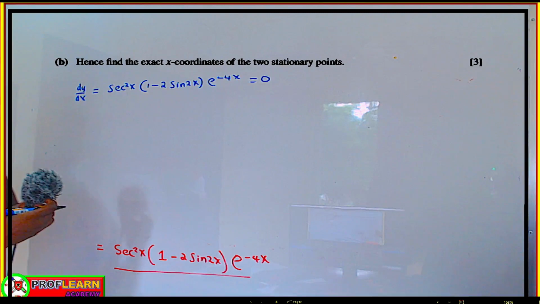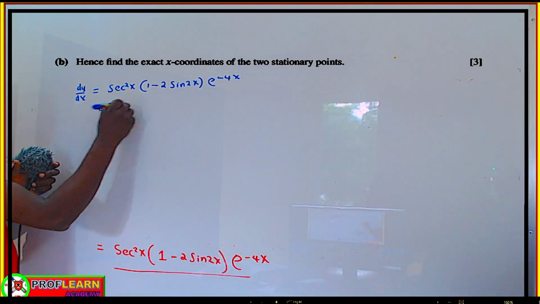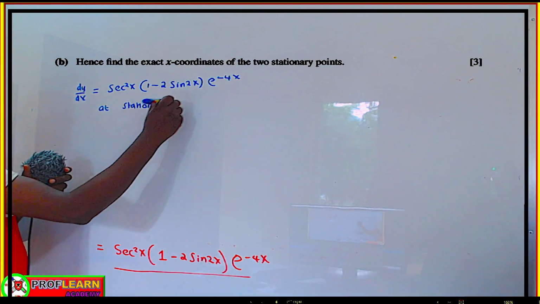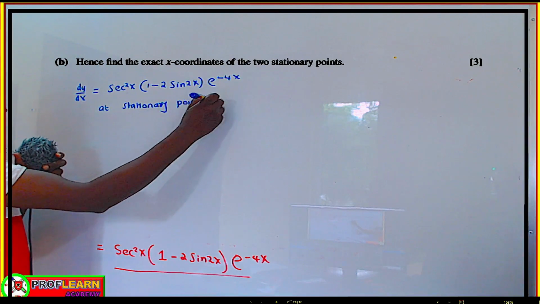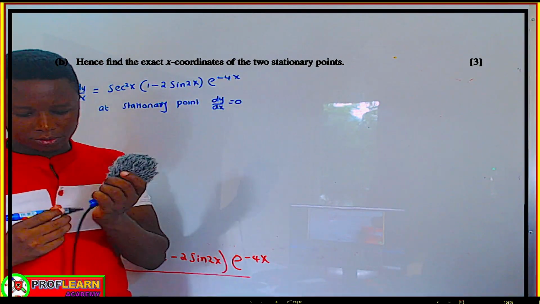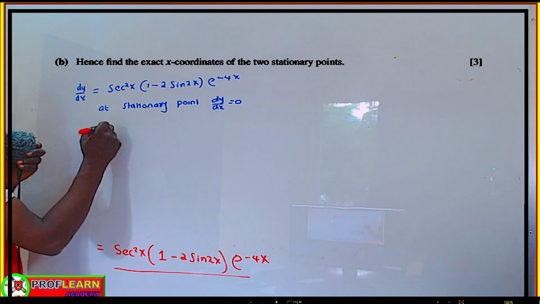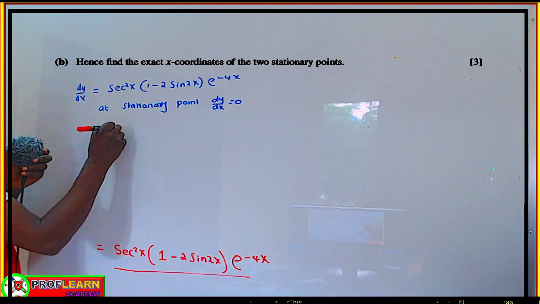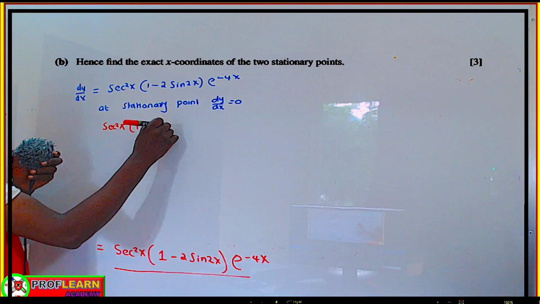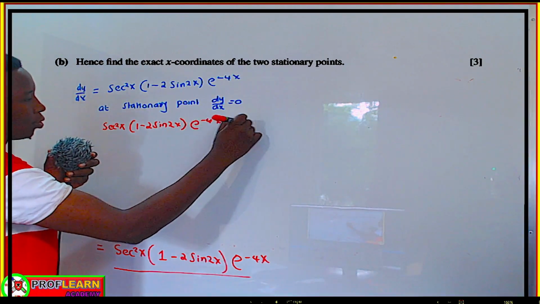is equal to 0 at the stationary point. So we can say at the stationary point, dy dx of a function is usually equal to 0. So at that point, we can conclude and say definitely this is going to be sec squared x into 1 minus 2 sine 2x exponent negative 4x is equal to 0.